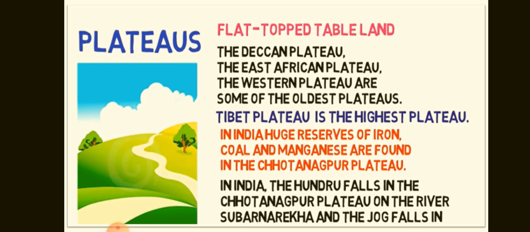In the plateau areas, there may be several waterfalls as the river falls from a great height. In India, the Hundru Falls in the Chota Nagpur Plateau on the river Subarnarekha and the Jog Falls in Karnataka are examples of such waterfalls. The lava plateaus are rich in black soil that is fertile and good for cultivation. Many plateaus have scenic spots and are of great attraction to tourists.